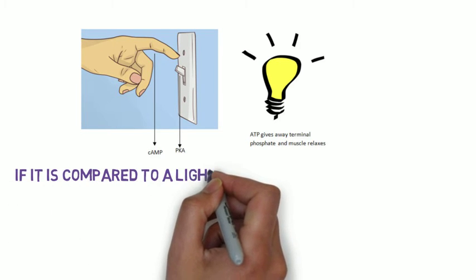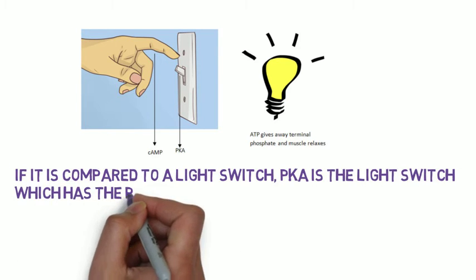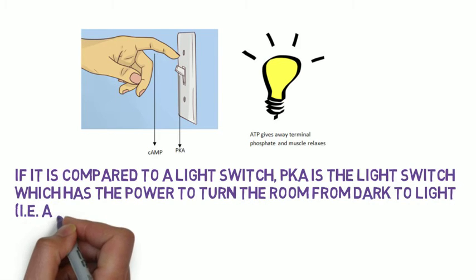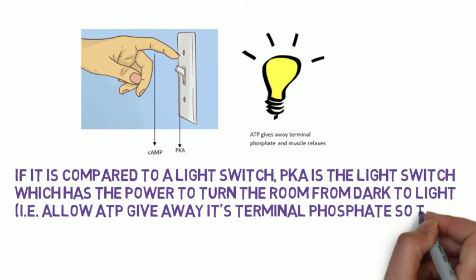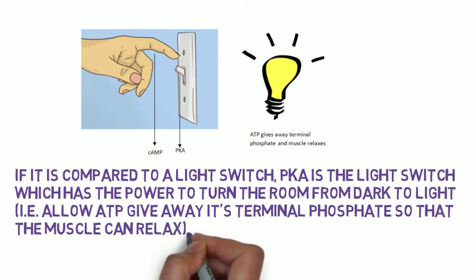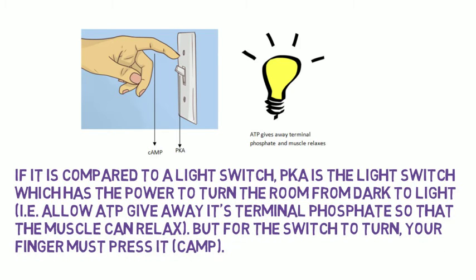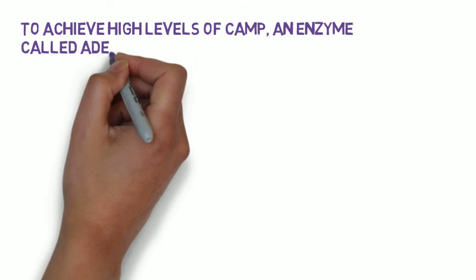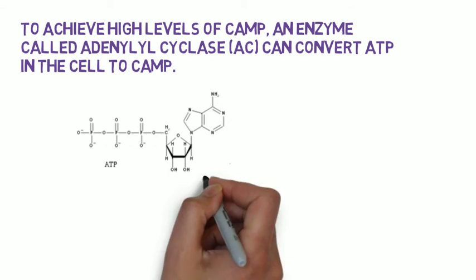If it is compared to a light switch, pKa is the light switch, which has the power to turn the room from darkness to light, i.e. allow ATP to give away its terminal phosphate group, so that the muscle can relax. But for the switch to turn on, your finger must press it, and your finger is represented by cyclic AMP. To achieve high levels of cyclic AMP, an enzyme called adenylyl cyclase can convert ATP in the cell to cyclic AMP.